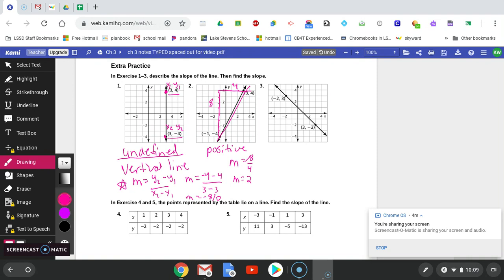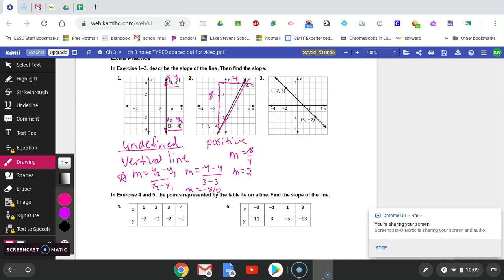Okay, I caution you just counting on a graph because it's easy for the scale to have changed and not be counting by ones, and then just counting boxes will give you an incorrect answer. If I were counting on number 3, how far up and how far over? I'm going up 1, 2, 3, 4, 5, and over 1, 2, 3, 4, 5.